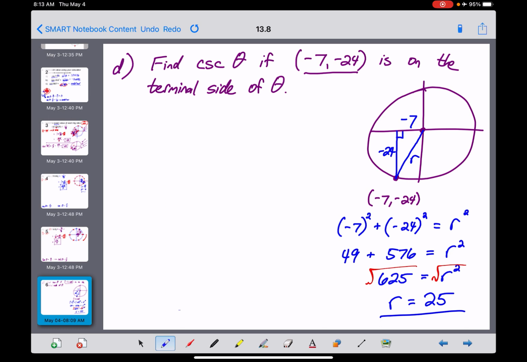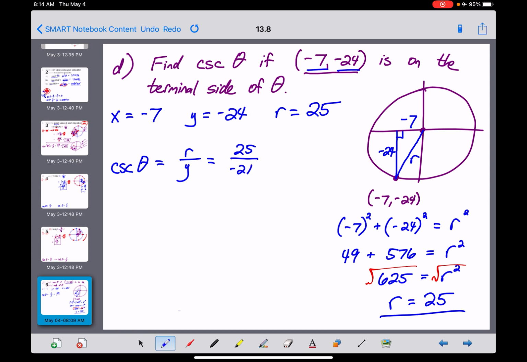So what that means right now, guys, is we know everything we need to know. At this point, our x-coordinate that was given to us is negative 7. Our y-coordinate was given to us as well. That's negative 24, and we just did the work to find r, which is 25. So if I asked you guys for the cosecant of theta, the XYR definition of cosecant, well, that is the reciprocal of sine. Sine is y over r, so cosecant becomes r over y. Our radius here is 25, and our y coordinate is negative 24.